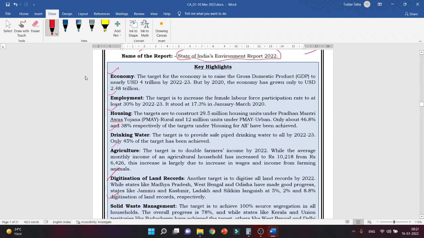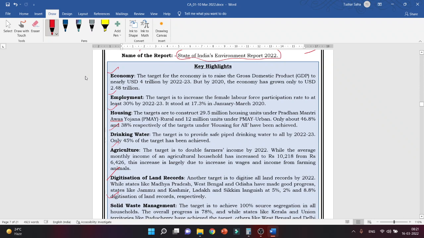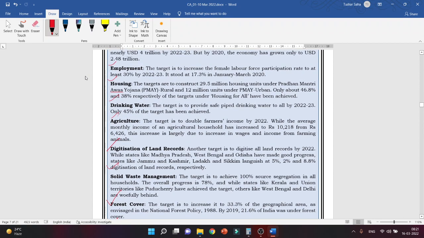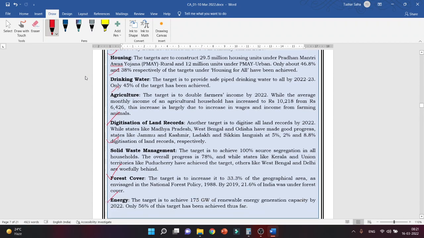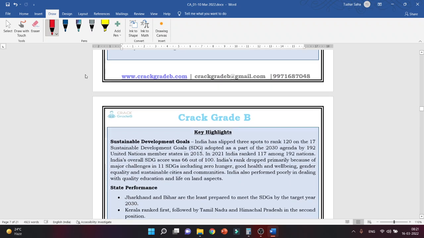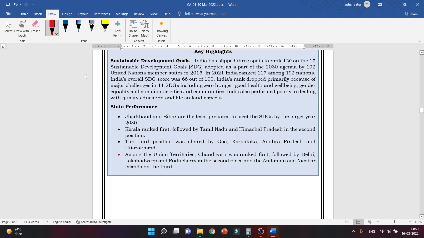Not all the data is important, but we have put the data so that you have time to revise. Just go through it. It can help you in the descriptive part, if not in the prelims or in the MCQ part. So these are a few important things.